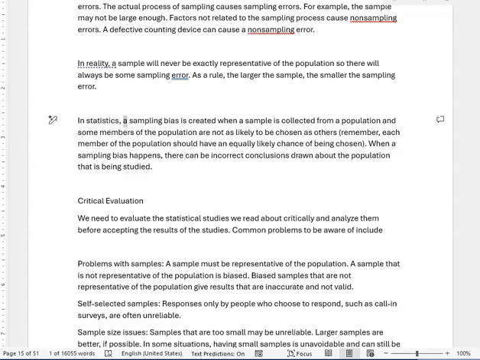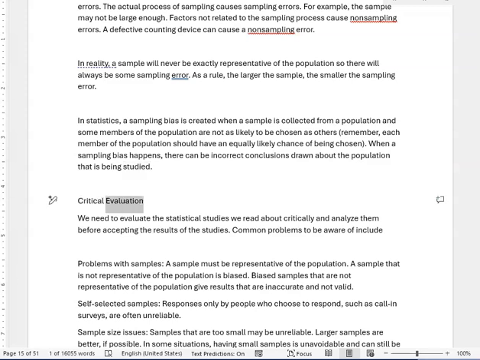In statistics, a sampling bias is created when a sample is collected from a population and some members of the population are not as likely to be chosen as others. Remember, each member of the population should have an equally likely chance of being chosen. When a sampling bias happens, there can be incorrect conclusions drawn about the population that is being studied.